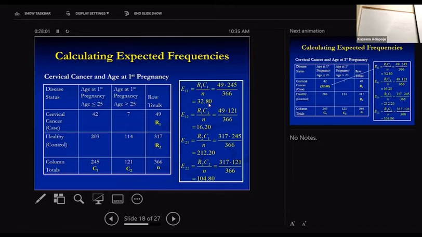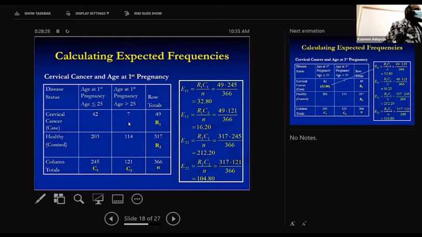I'm going to get the expected for 7, and for each of these. If I want the expected for 7, what is the row total? 49, multiplied by the column total, 121, divided by 366. That's what I'm doing here. And the expected is 16.20. So I'm going to get an expected for each of the observed values in the cell.